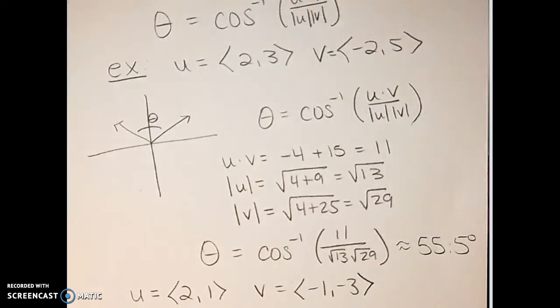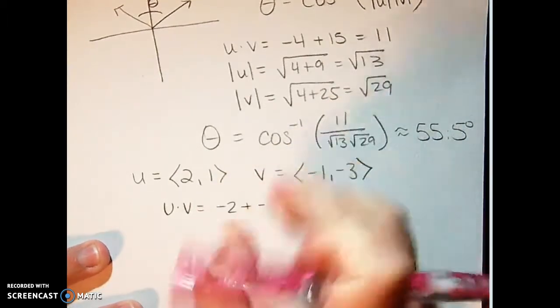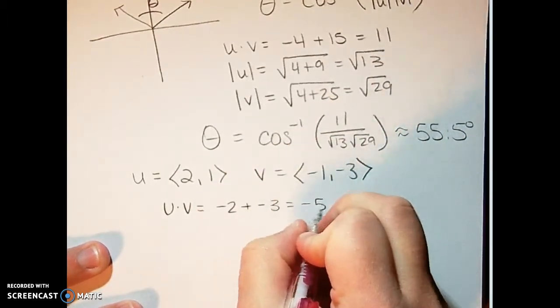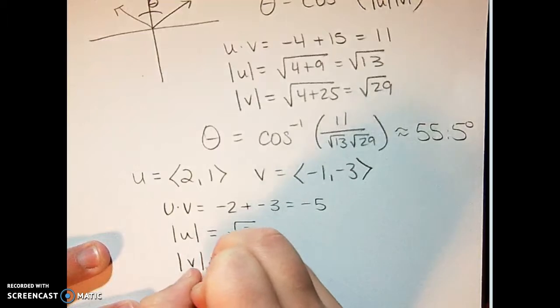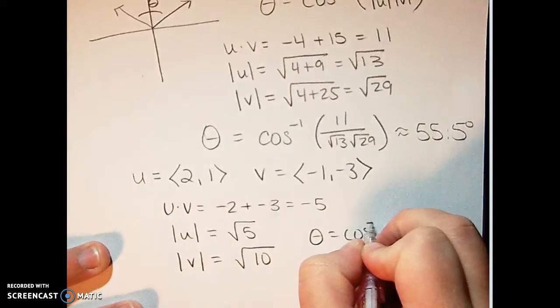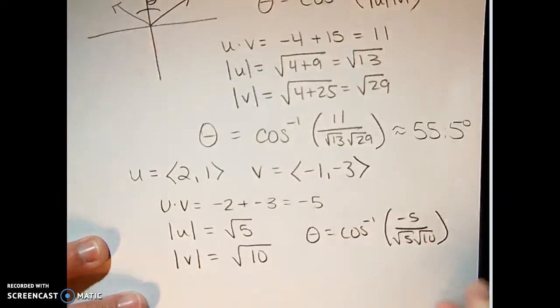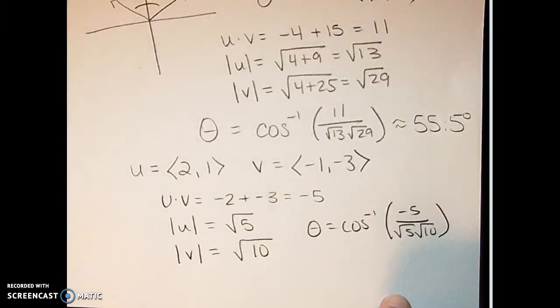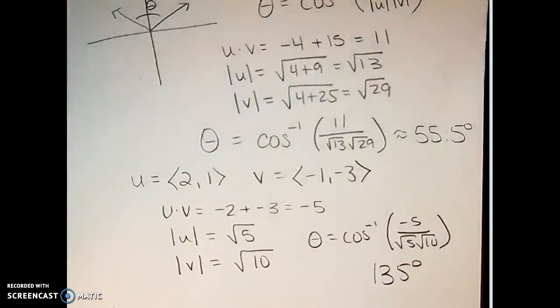Now, you try for u being 2, 1 and v being -1, -3. Take a moment, pause this video, work it out, unpause the video, and see if you are correct. The dot product is -2 plus -3, which is -5. The magnitude of u is the square root of 5 and the magnitude of v is the square root of 10. So theta is the cosine inverse of -5 over the square root of 5 times the square root of 10. You can do the square root of 50 if you want to multiply that out, or you can just type it in. That gives you 135. How interesting is that?